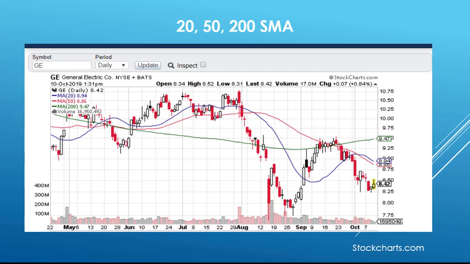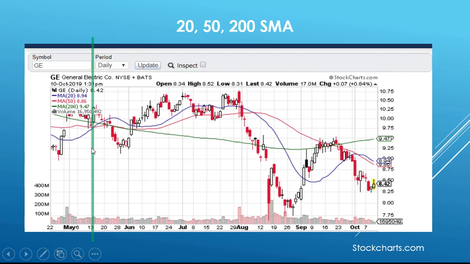We can see that the blue line represents a 20-day moving average, the red line a 50-day moving average, and the green line a 200-day moving average. We can see those lines moving up and down depending on what the stock price is doing. We have a lot of volatility with this stock through this area right here.